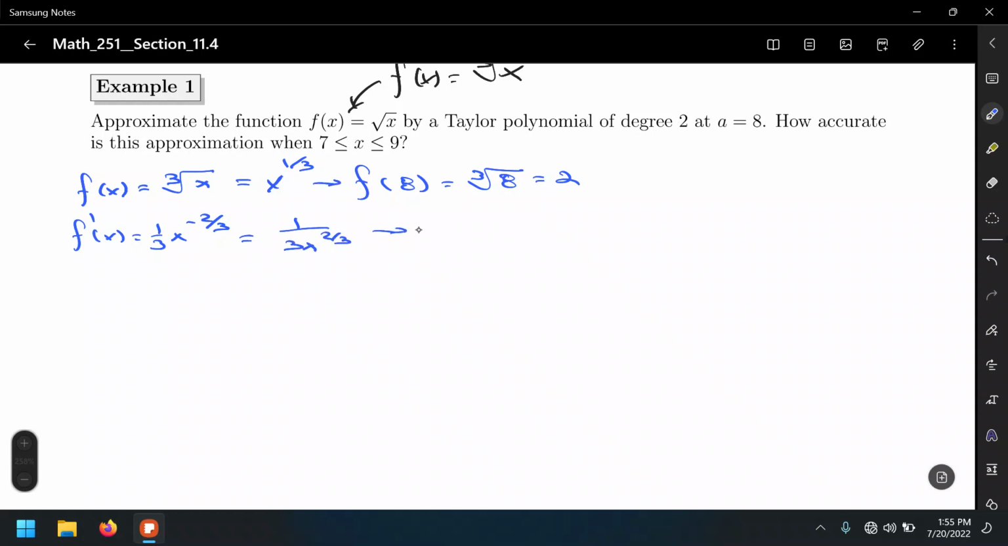And then evaluate the first derivative at 8. This will be 1/3 times 8 to the 2/3. Let's evaluate that 8 to the 2/3 first. The denominator 3 really tells us about the index of the radical, which is the cube root. Well, the cube root of 8 is 2, and that 2 being squared gives us a 4. And that times 3 gives us a 1/12 in the denominator. All right?